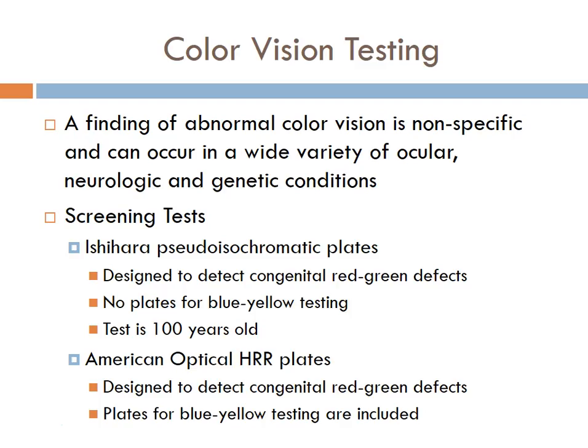So let's talk about color vision testing, since we talked about diagnostic workup. The first thing you have to remember is that abnormal color vision is a non-specific finding. So it can occur in almost anything. It could be any variety of ocular, neurologic, or genetic conditions. So just because someone has a red-green or blue-yellow color vision defect, that is not diagnostic of anything specifically. You can't do that test and say, okay, this person has glaucoma. You can't do that test and say, this person has diabetes.